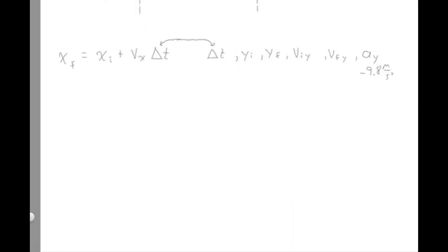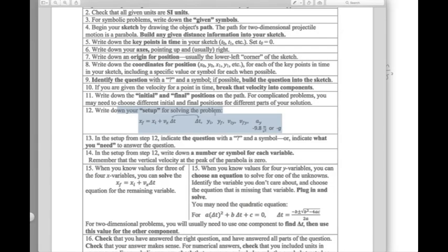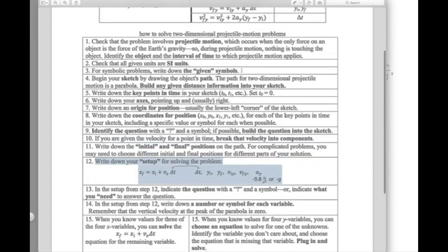Here's our setup. So we've completed this step. It's really crucial to actually write down this setup for every projectile motion problem. Don't skip this step. This is the key. This step right here is the key to this entire method.